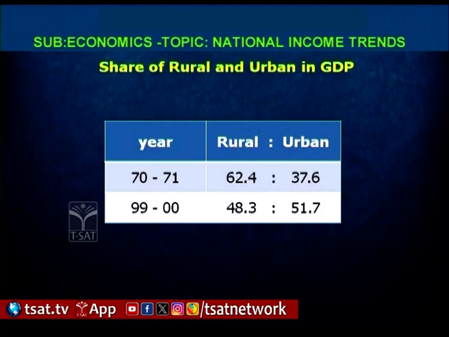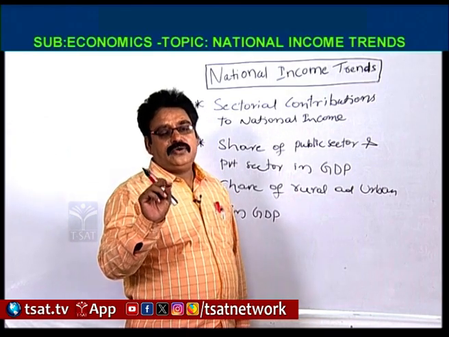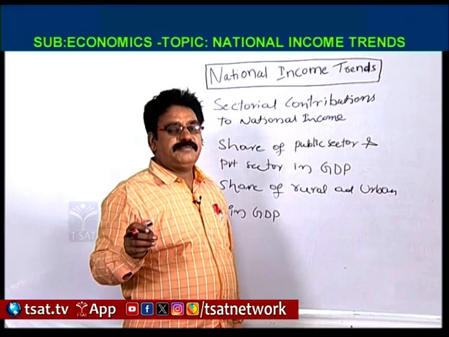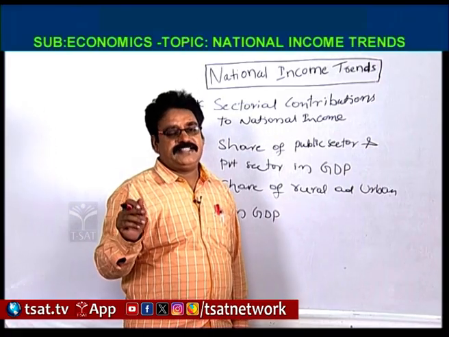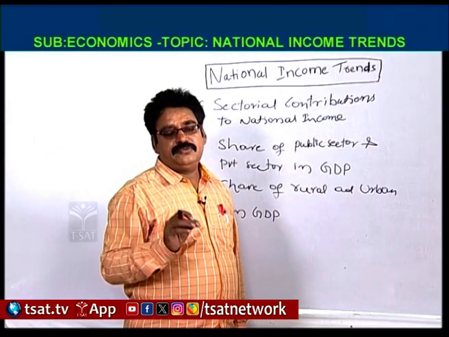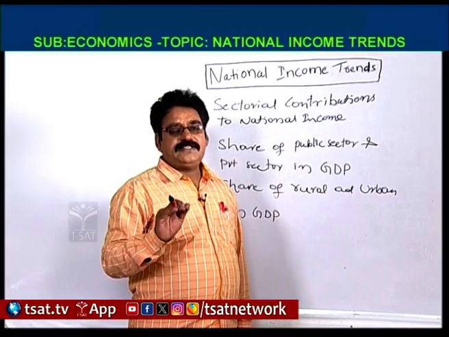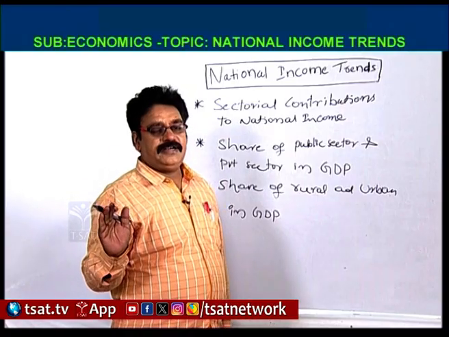That means employment depending on agriculture is slowly decreasing and moving to the urban side, where people are engaged in industry and the service sector. We can observe that with the help of this data. During 1999-2000, the urban share increased from 37.6% to 51.7%. It is a good sign for us, and more contribution should come from the industrial sector and service sector. This is the share of rural and urban in GDP.